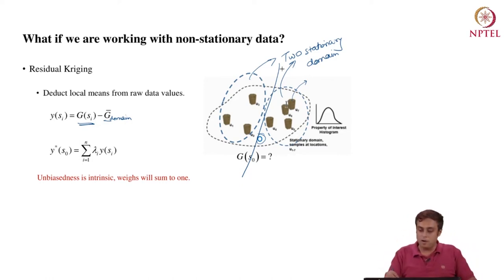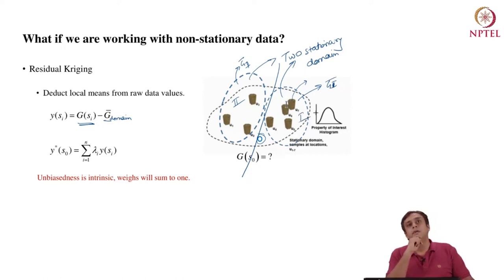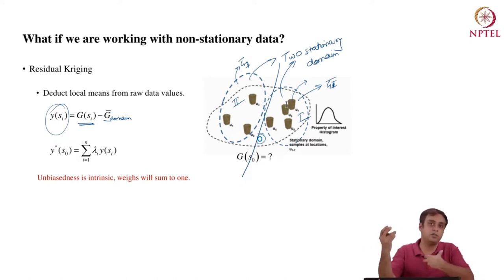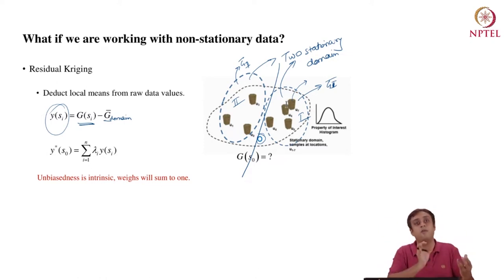Remember, G bar will be different in domain one, right? And it will be different in domain two. Okay, so I'm simply reducing the observed values by the global mean in these subdomains, and the resulting residual is what I use as the stationary variable. So instead of G_Si, which is a non-stationary random variable, I'm now using Y_Si, which is a stationary residual.